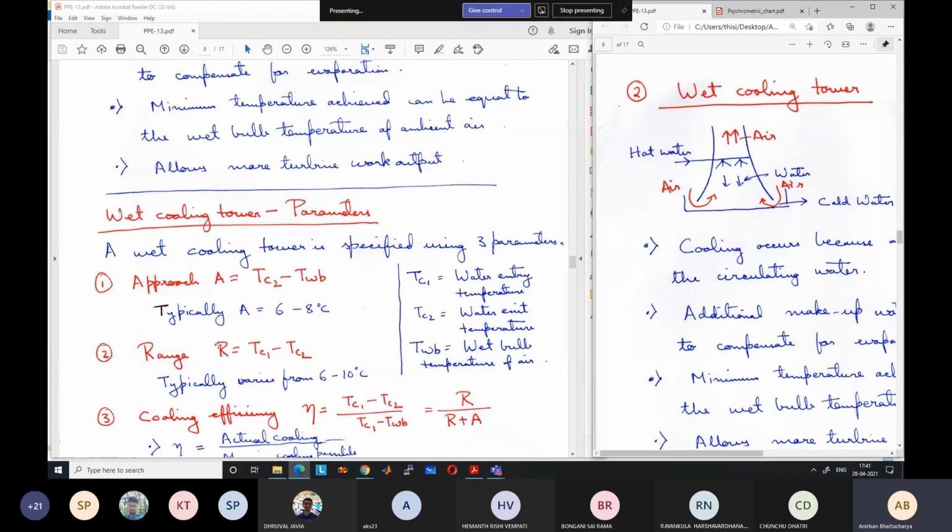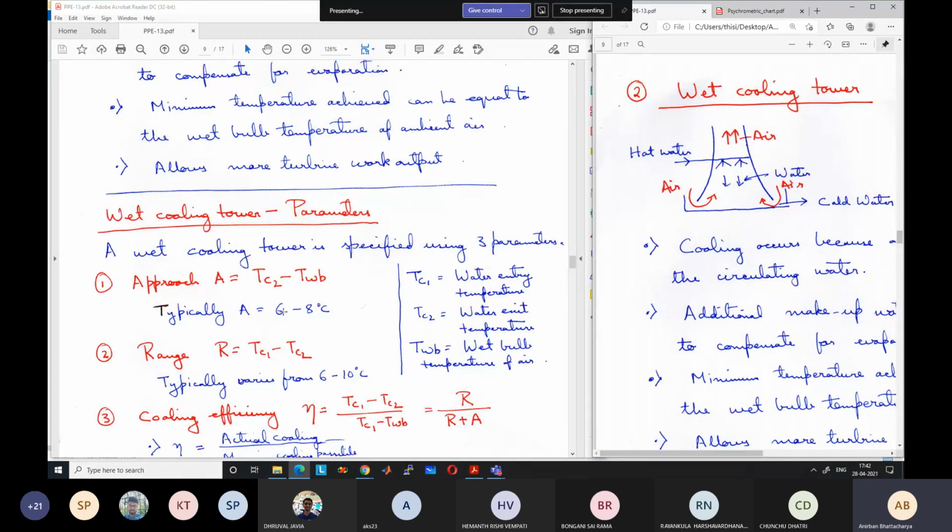Now there is another parameter which is known as approach. If TWB is the wet bulb temperature of air, the theoretical minimum temperature that can be achieved by the cooling tower, and we are achieving a temperature TC2, so the actual temperature that we are achieving is TC2, but theoretically we could have achieved TWB. This difference between the actual temperature and the theoretical minimum is known as the approach of the cooling tower, A. This is also of the order of 6 to 8 degrees centigrade.